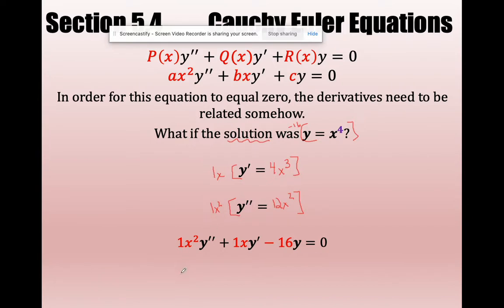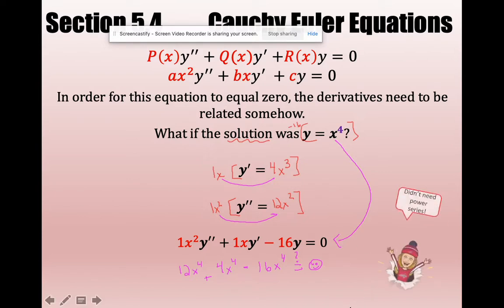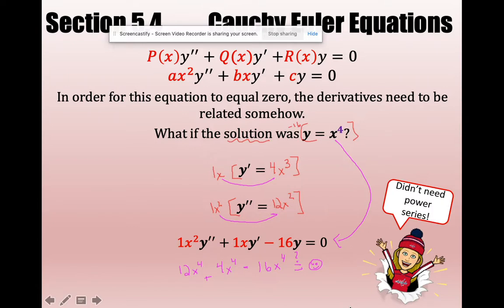So 12x to the 4th, right, multiply, plus 4x to the 4th, multiply, minus 16x to the 4th. Does that equal 0? It does! Woohoo! So x to the 4th must be a solution of that differential equation. I didn't need a power series. Yay!